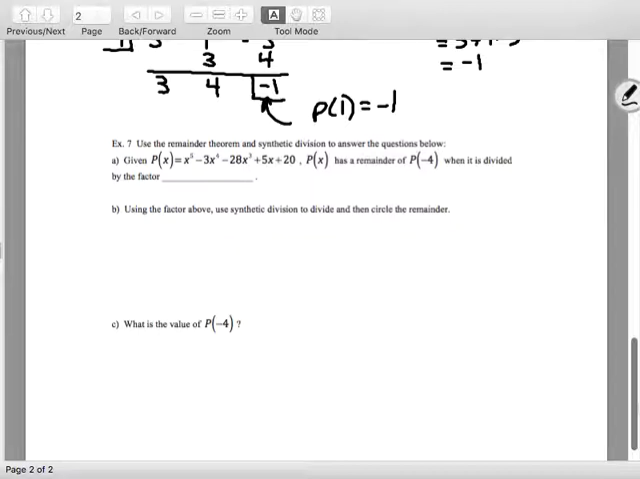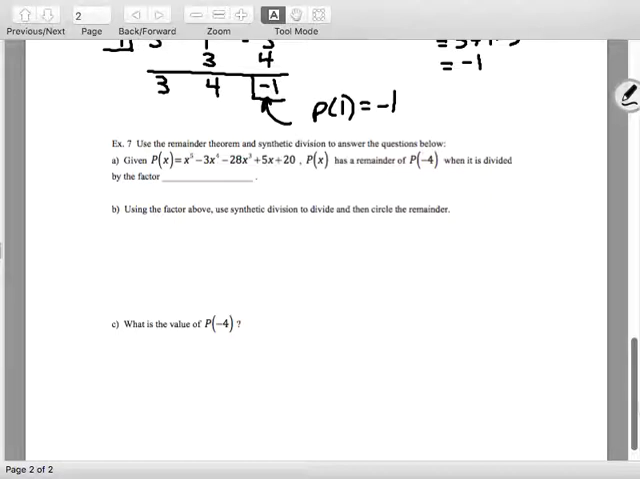So let's look at example 7. It says, use the remainder theorem and synthetic division to answer the following questions. If you have P of x, and it has a remainder of P of negative 4, what was the factor I divided by? Look back up in example 6, do you remember? If I divided by x minus 1, it was P of 1. So if I have P of negative 4, what were we dividing by? Jesse, you know?